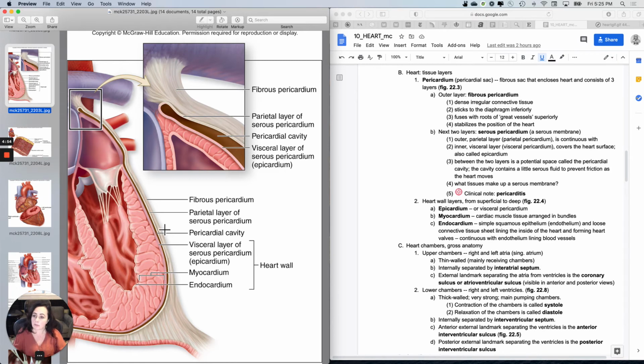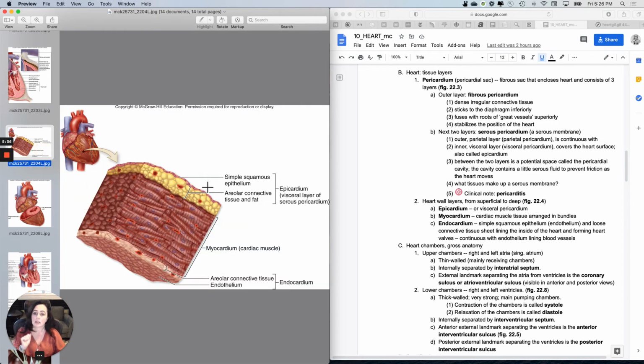Okay, so if we look more closely here, we can look at the layers of the heart. So we're going to kind of move in from the epicardium, which is the same as the visceral pericardium, and then move in from there. Okay, so, oh, I said endocardium, I meant epicardium. So the epicardium is the same as the visceral pericardium. And remember, it's made of simple squamous epithelium and then areolar connective tissue. Although, as we get older, we tend to build up fat in this layer as well.